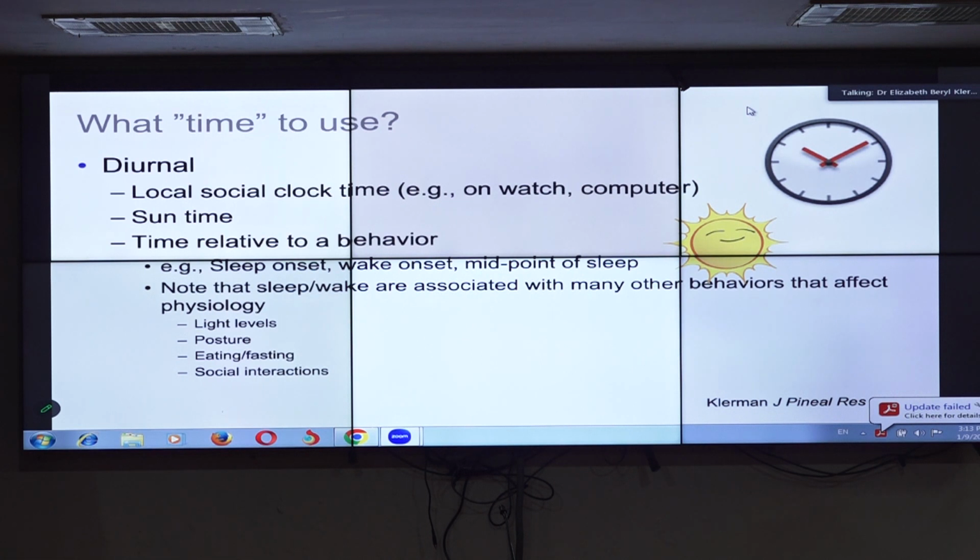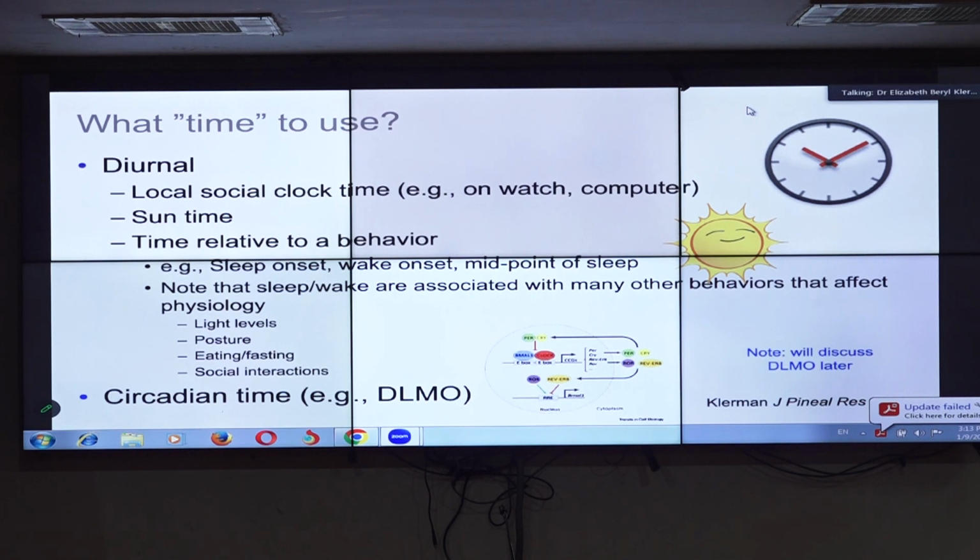So this is the idea about what time are we talking about. For diurnal rhythms, we can actually be talking about multiple different times even. So there's the local social clock time, like on the watch or the computer, so that you knew when to show up for the talk today. There's sun time, which is what time the sun is up or it's down. There's time relative to a behavior. So did something happen relative to when they woke up? Or did something happen relative to clock time? Or did something happen relative to sun time? Or is something happening related to circadian time?